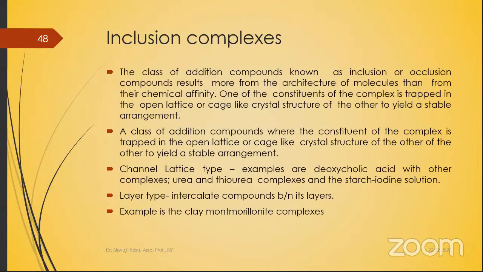Now, these are the four types: channel type, layered type, clathrate, and monomolecular type. Channel lattice type, first we will study that. Examples are deoxycholic acid complex, then urea and thiourea complex, then starch iodine solution, starch iodide. You have studied this before. Can you tell me what this starch iodine solution is?